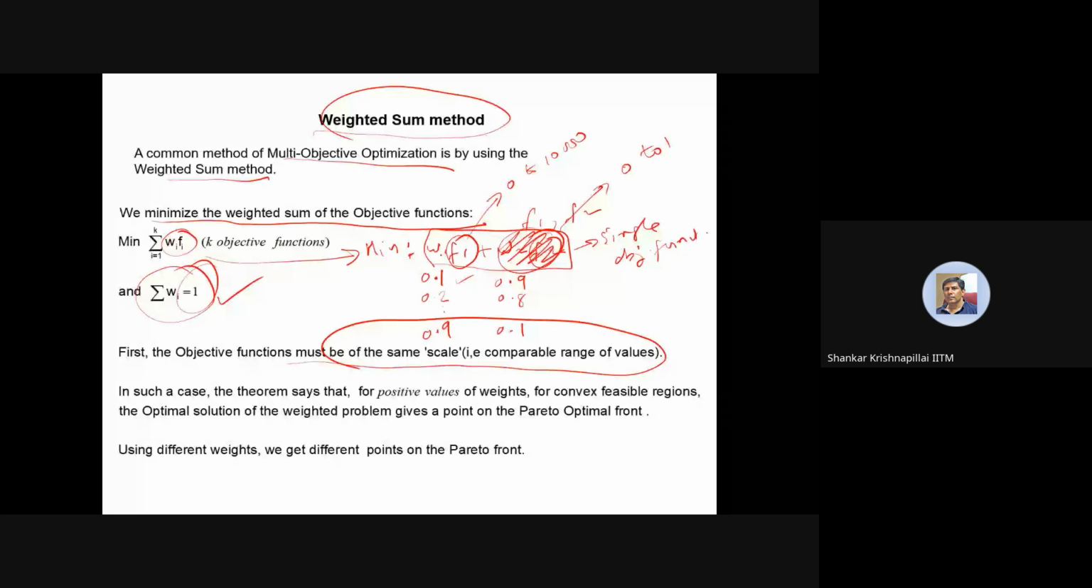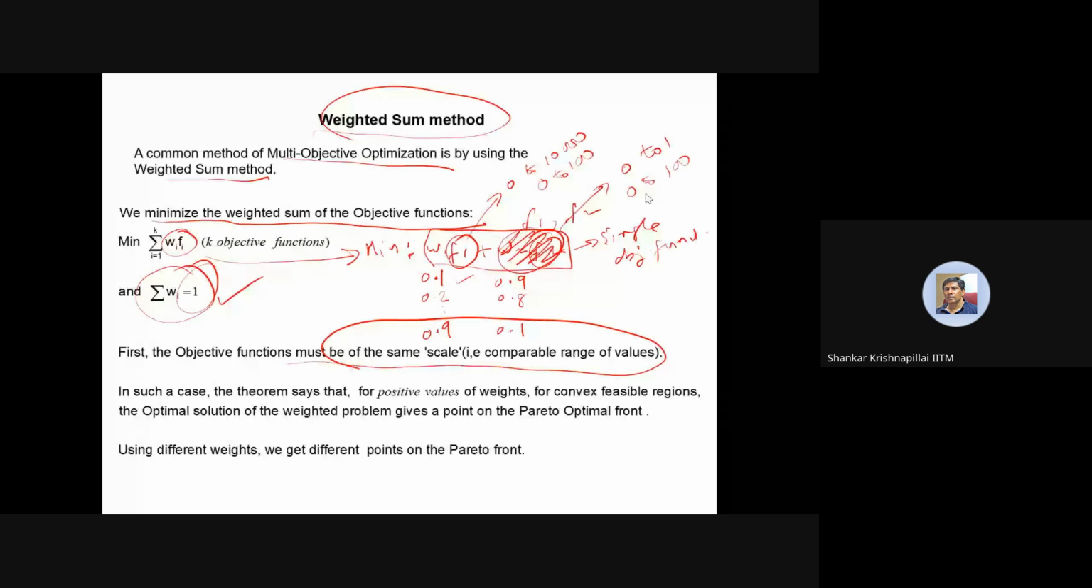So f1 must vary from 0 to 1, f2 also should vary from 0 to 1, roughly. That process is called normalization. Or f1 must vary from 0 to 100, f2 should also vary from 0 to 100. That process is called normalizing.